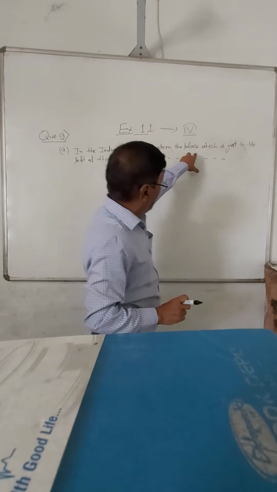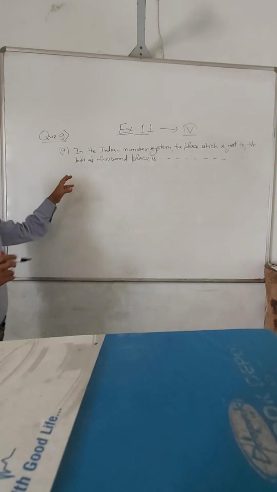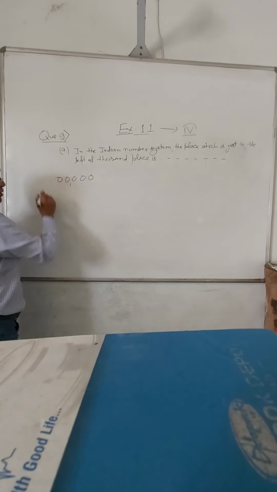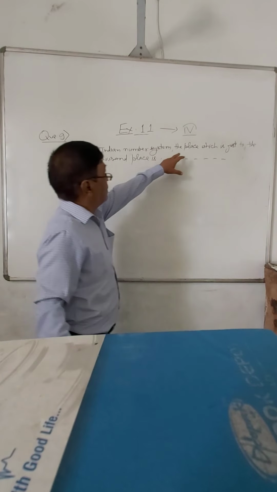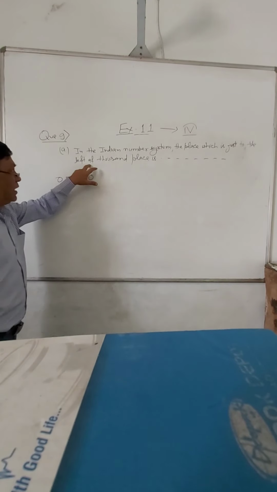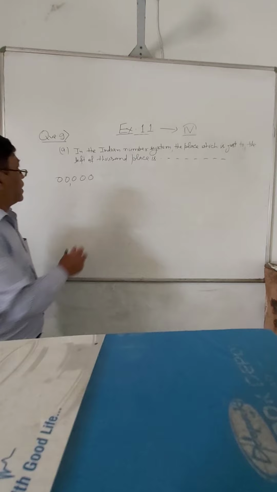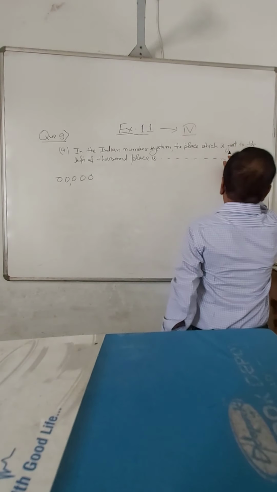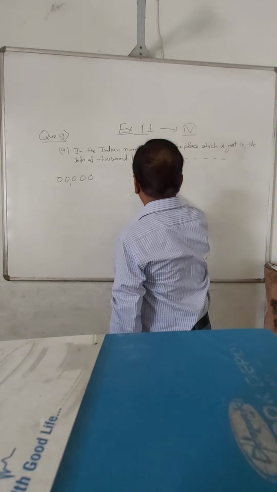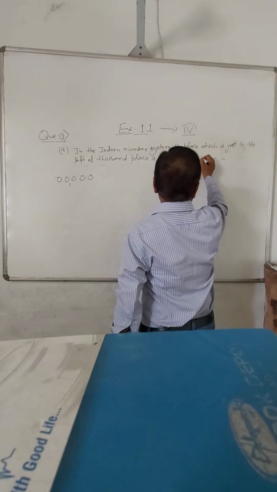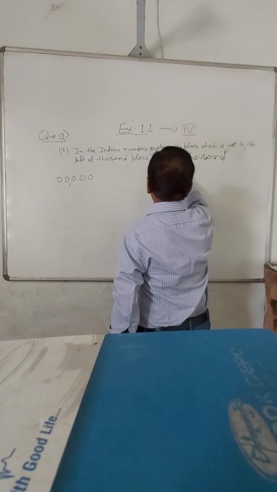In the Indian number system, what is the place value? Just see: ones, tens, hundreds, thousands, ten thousands. Which place is just to the left of the 1000 place? This is the 1000 place; just left of this comes 10,000. So what will you put in the blank? Your answer will be 10,000. This will be the answer of this question.